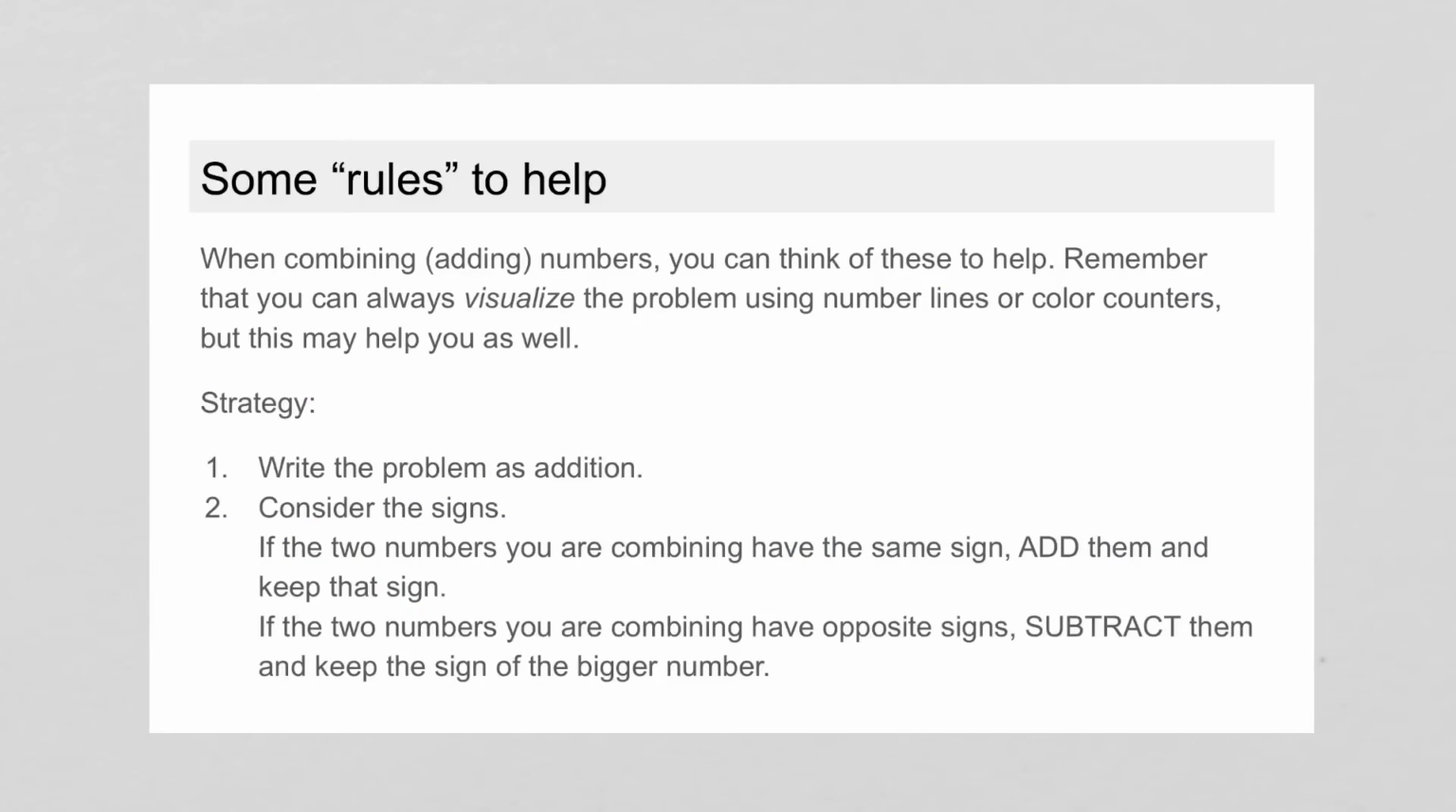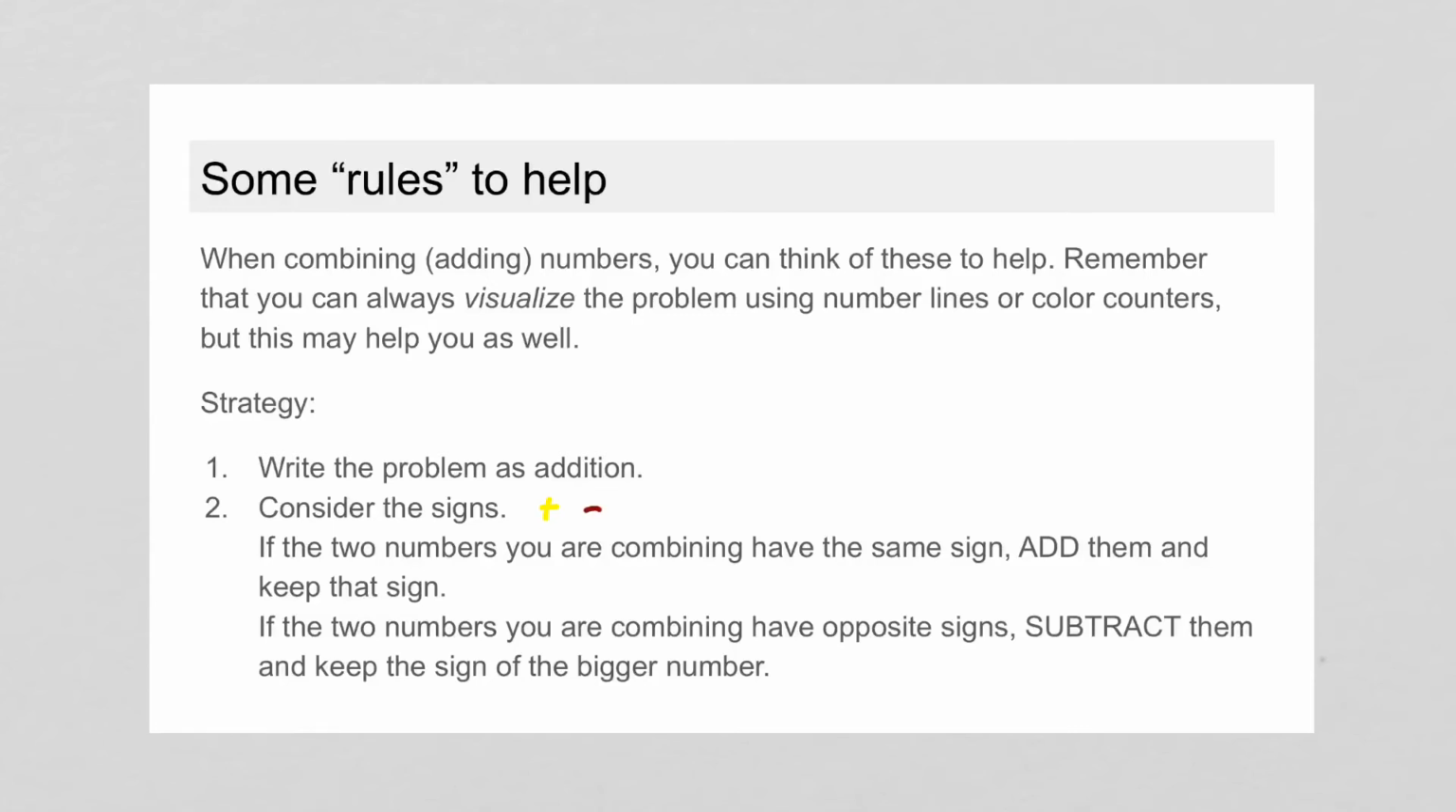So we've used number lines, and we've used color counters, but some people like to think of things as rules. So when combining numbers, you can think of these to kind of help you. Remember that you can always visualize the problem using number lines and color counters, but this might help some of you as well. Okay, so for this strategy, first, you're going to rewrite the problem as addition, just like we practiced doing. And then I want you to consider the signs. So be thinking about, is it positive or is it negative?